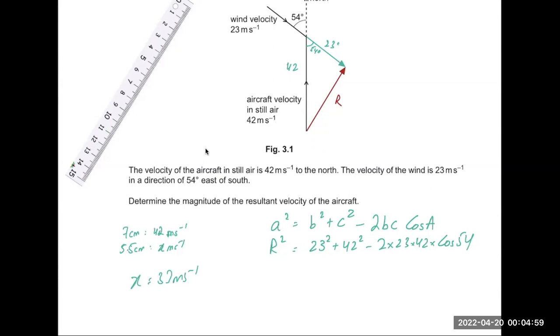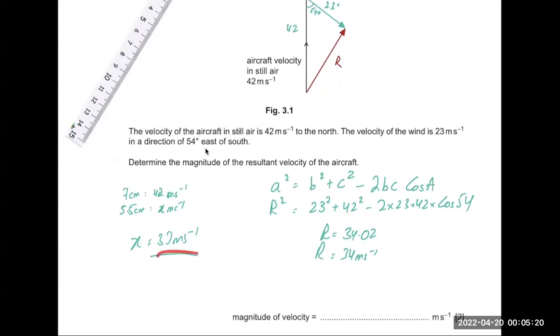34.02. So the actual answer, thank you for solving this, Ali Ahmed. Saved my time, 34.02, which is equal to 34 meters per second. Our answer is 33 meters per second. Whenever you do it using a scale diagram, they'll always give you a range. The range in this case is 34 plus minus 1. So any value between 33 and 35 is acceptable. And we got exactly 33. This is 34, that's the actual answer. Use any.